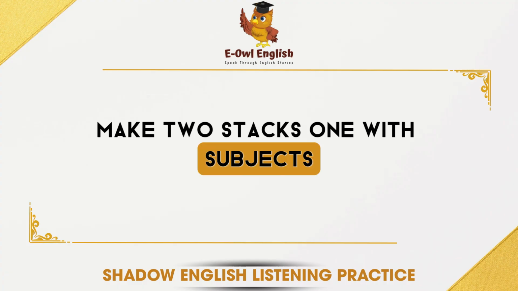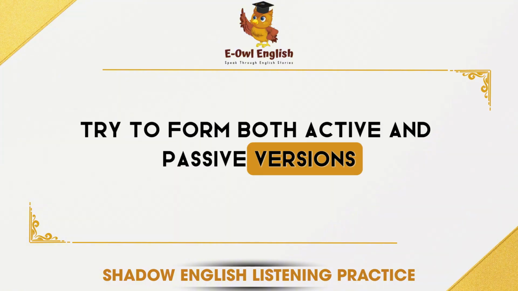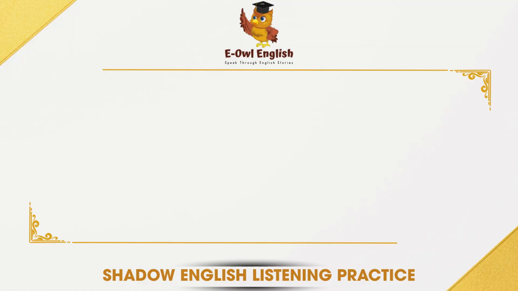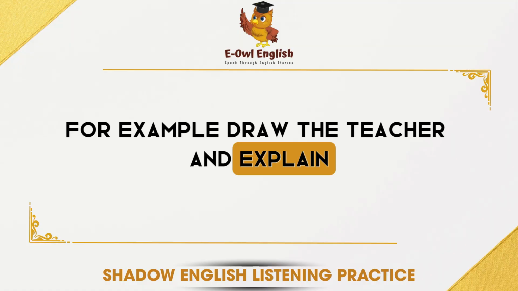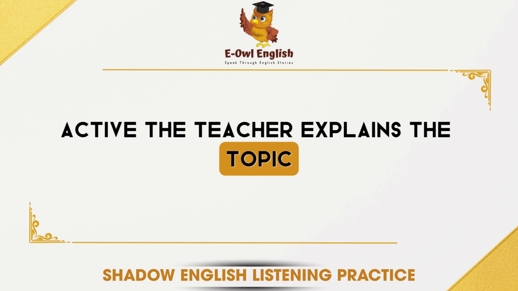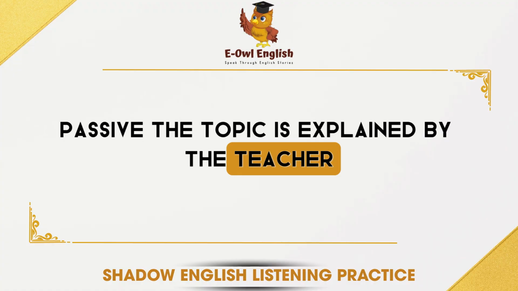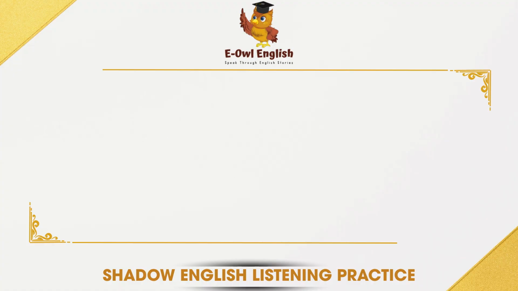Make two stacks, one with subjects, one with verbs. Try to form both active and passive versions. For example, draw the teacher and explain. Active: the teacher explains the topic. Passive: the topic is explained by the teacher.